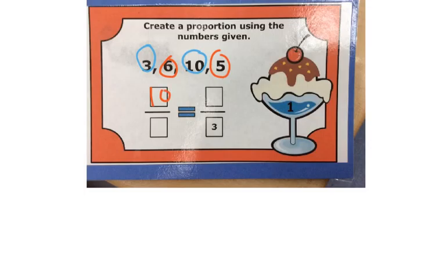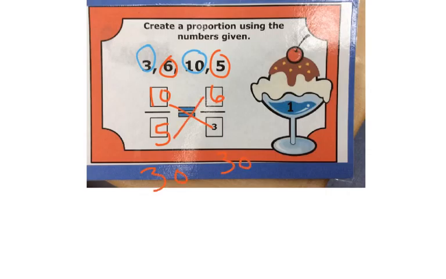So I'm going to write my 10 here, and then I need to think about this for just a second. My biggest number is on the top, my smallest number is on the bottom. I really need to make sure I'm doing that same thing. So here, 6 is going to go up here, and 5 is going to go down here. So when I cross multiply, 10 times 3 is 30, and 6 times 5 is 30.